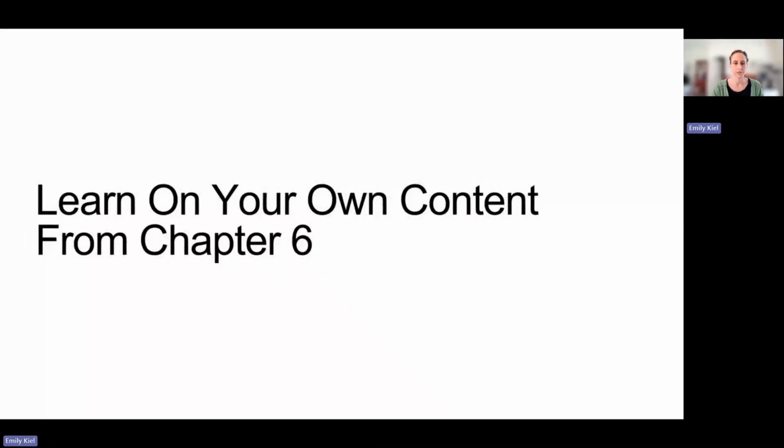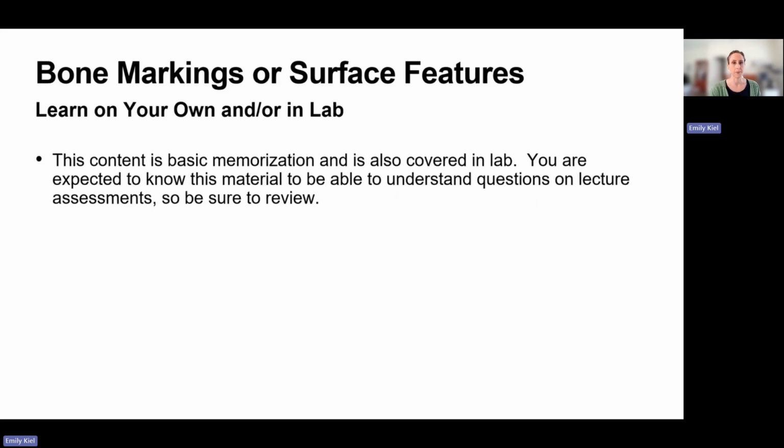Hi, everyone. This is chapter 6. We're going to be looking at bone and skeletal system anatomy. A lot of this is crossover with lab, so I'm not going to go into great depth, but a little quick review of the bones and the skeletal system.